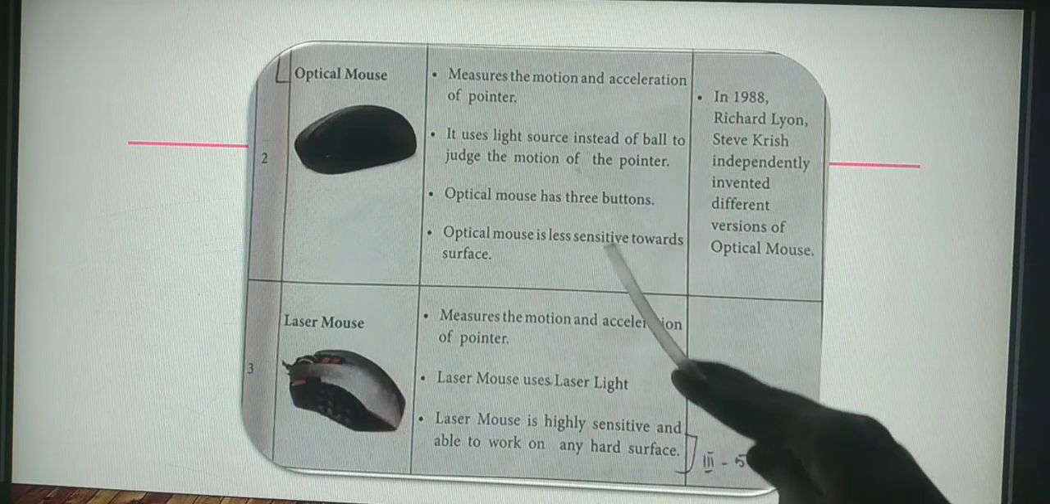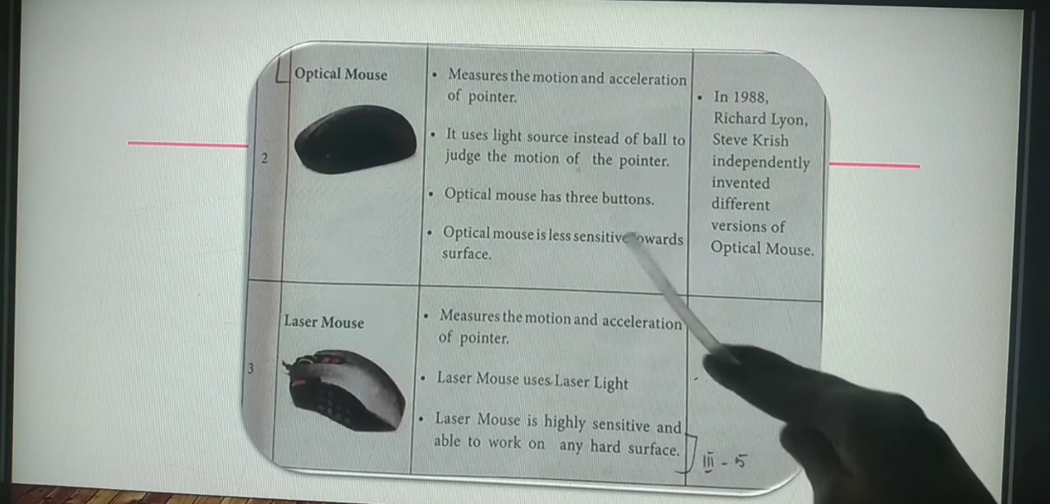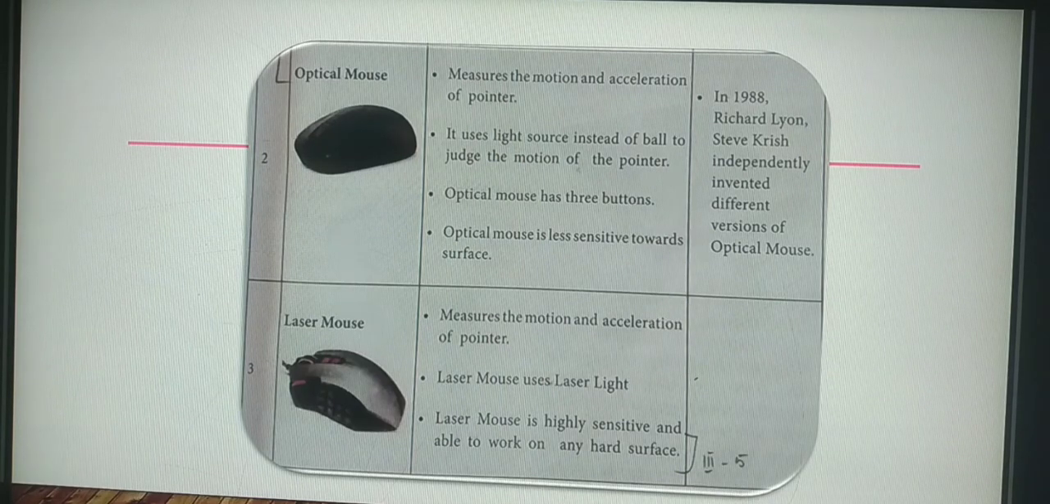So you can join these two lines. You can join the third and the fourth together as a third point, and write down. That is, optical mouse has 3 buttons, and optical mouse is less sensitive towards surface can be your third point. So you must write what is given here. So this is the answer for differentiate between optical mouse and laser mouse.